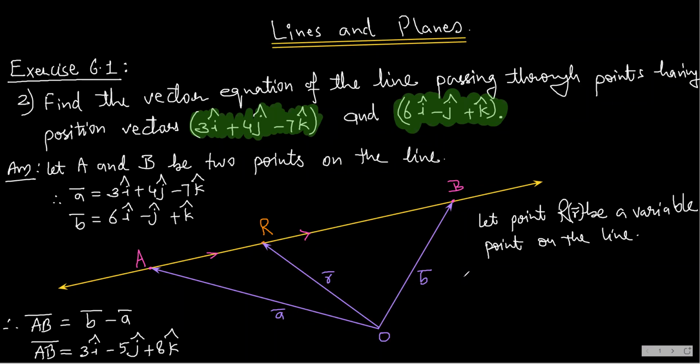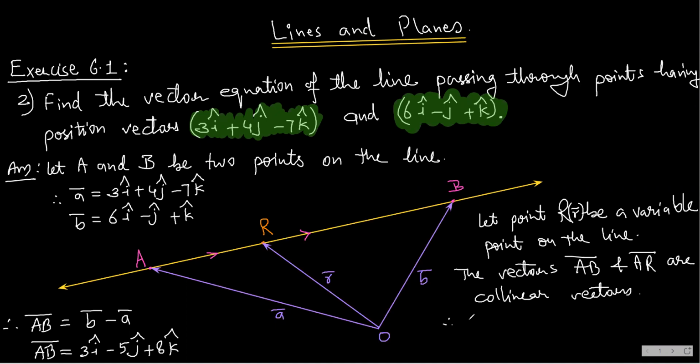I will write the vectors AB bar and AR bar are collinear vectors. Therefore, we can write AR bar equals lambda AB bar. You see this? AR bar equals lambda AB bar.